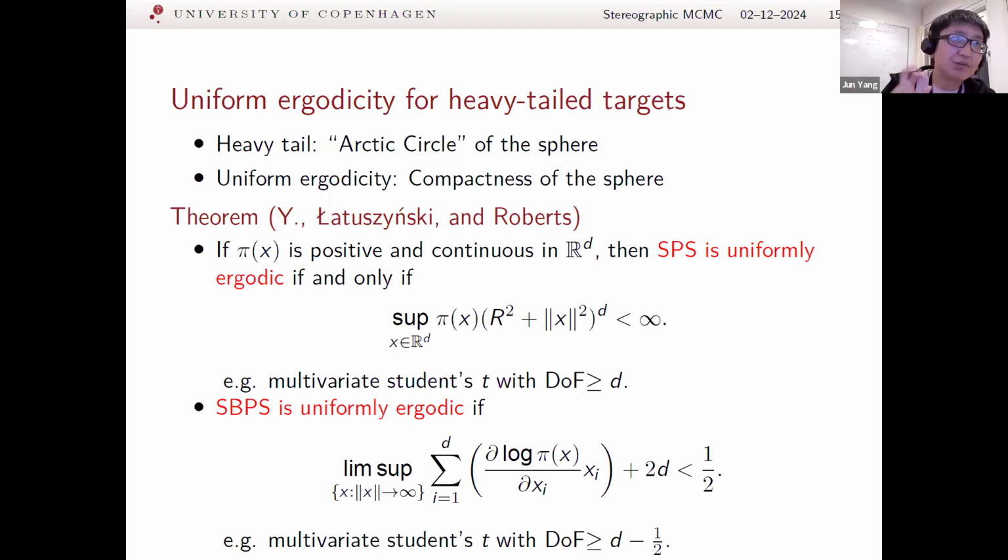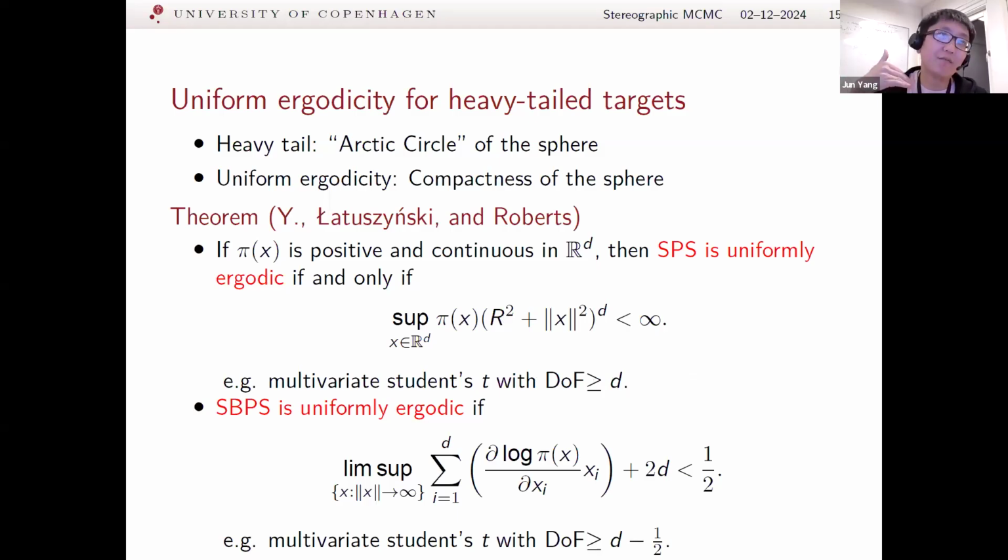I want to emphasize these two results are based on using the standard stereographic projection to do the transformation. So in the ongoing work, we basically study if we can use some slightly different transformation, then actually the condition can be improved. Basically, this degree of freedom, the lower bound can become 1. That's basically corresponding to the Cauchy tail.